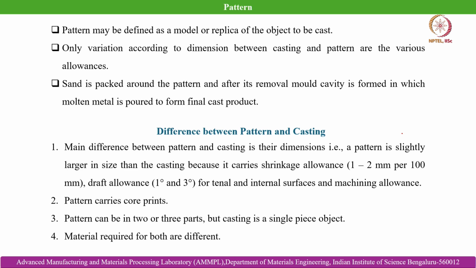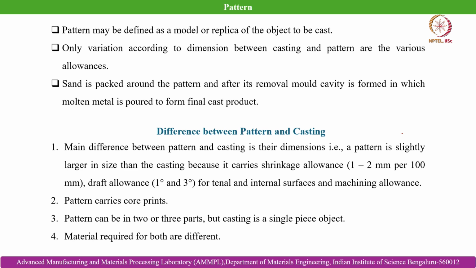Now, the difference between the pattern and casting. The main difference between pattern and casting is their dimension. As I told already, the pattern should be larger than the casting to accommodate the shrinkage that happens during solidification, which is the combination of liquid shrinkage, solidification shrinkage and solid shrinkage. It should also be larger to accommodate the draft allowance for external and internal surfaces as well as the machining allowance.